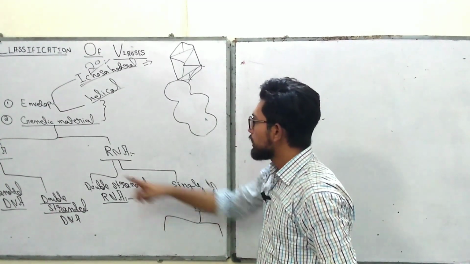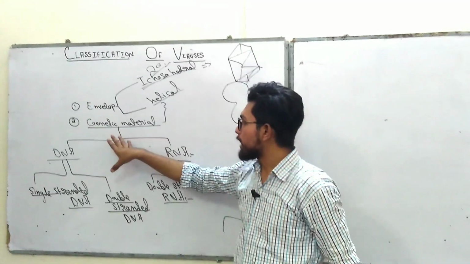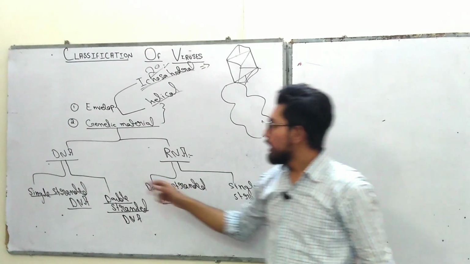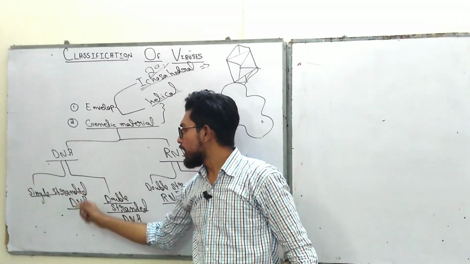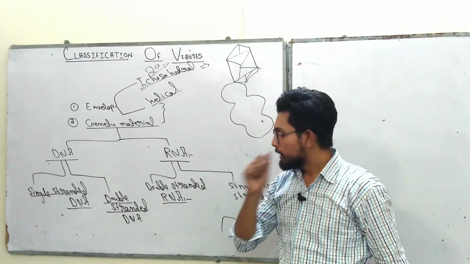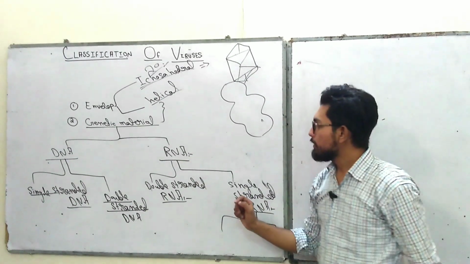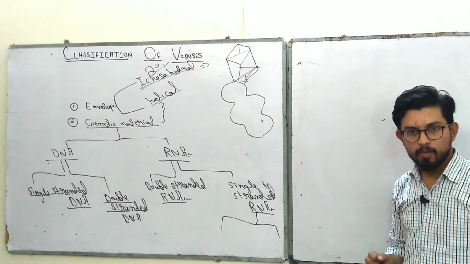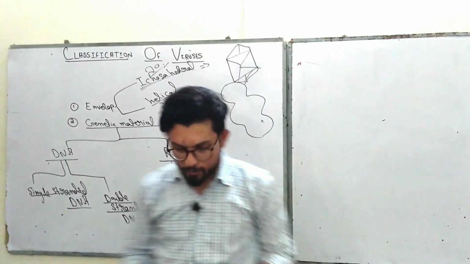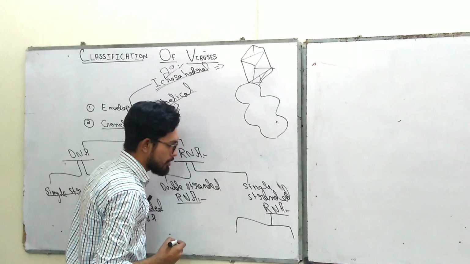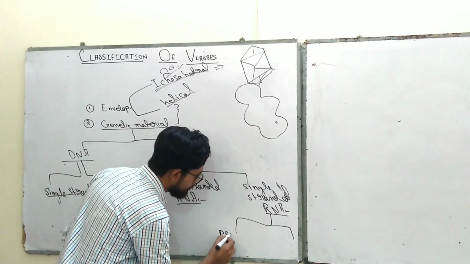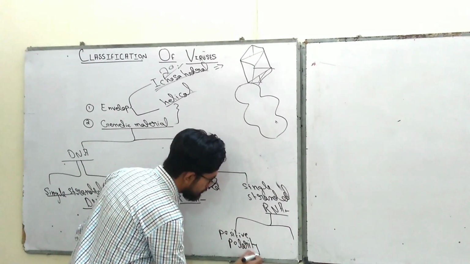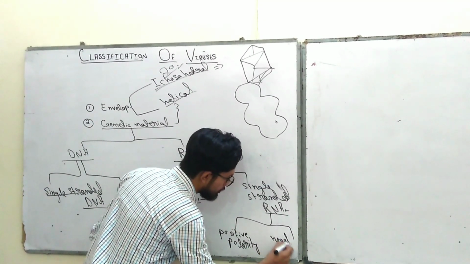Okay, so viruses are divided on the basis of genetic material into two groups: DNA virus and RNA virus. DNA virus is further divided into single-stranded DNA virus and double-stranded DNA virus. And RNA virus is further divided into double-stranded RNA virus and single-stranded RNA virus. Next, single-stranded RNA viruses are further divided into positive polarity and negative polarity.